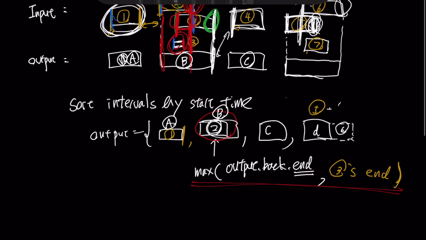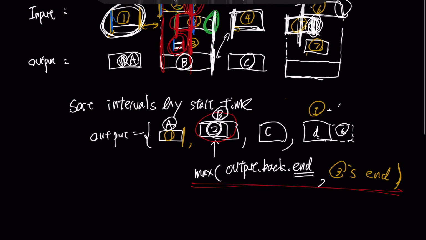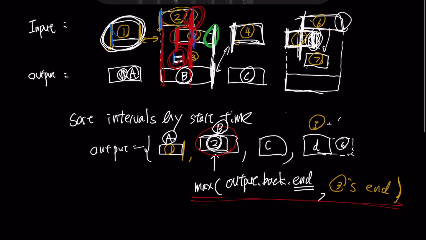Now we look at 7, right? But 7's end is actually smaller than 6's end, so we don't have to make any update. And now we are at the end of the intervals. So this is how we actually find the overlap of intervals.